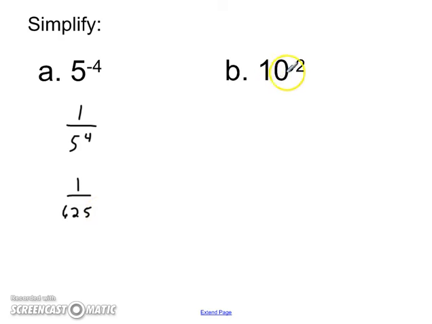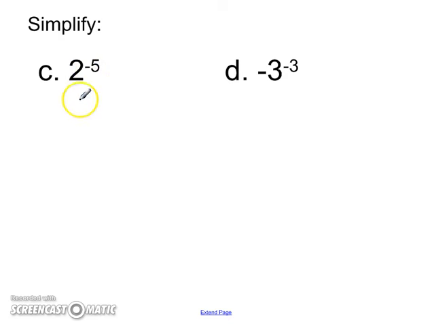In B, again, negative exponent, so 1 over, and my base number 10 and my exponent go into the denominator of the fraction. Then I evaluate 10 squared. 10 to the 2nd power is 100. So 10 to the negative 2 power is 1/100th. Next, 2 to the negative 5 power is 1 over 2 to the 5th. Then evaluate 2 to the 5th power. 2 times 2 is 4, times 2 is 8, times 2 is 16, times 2 is 32. So 1/32.